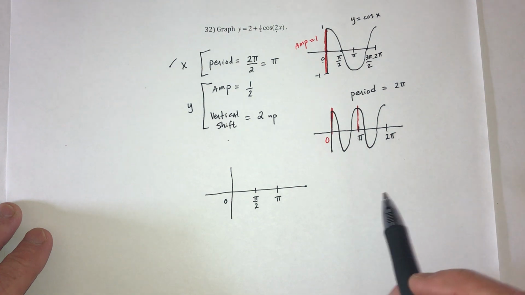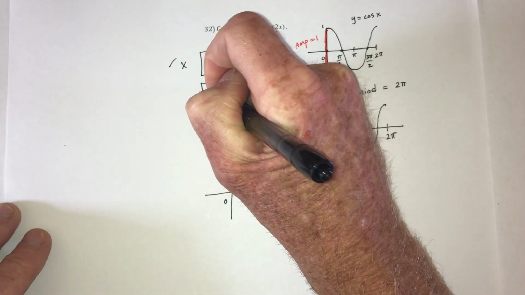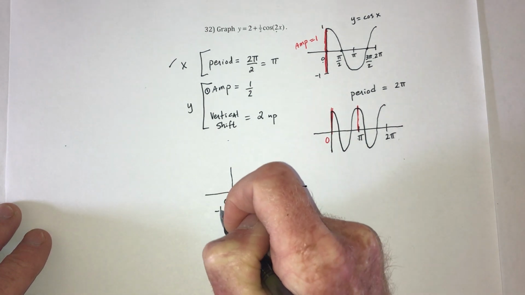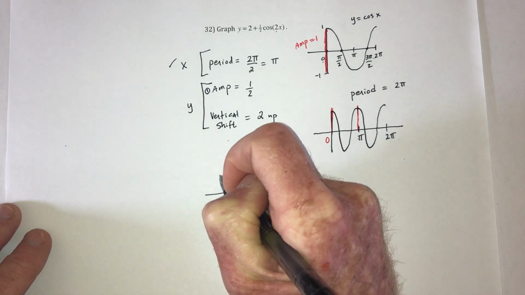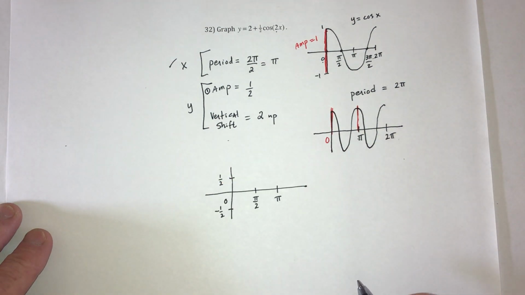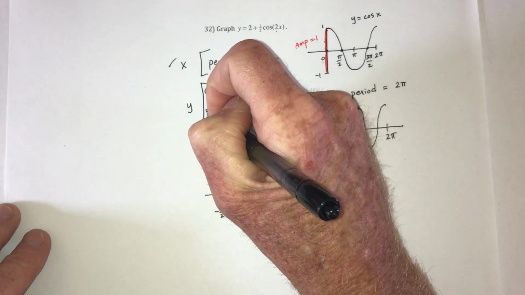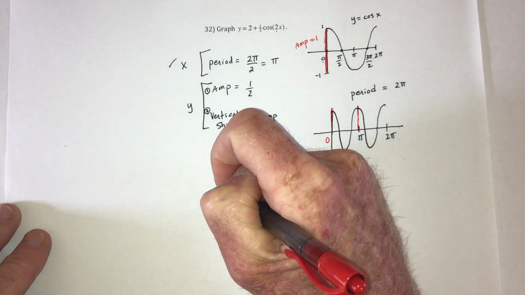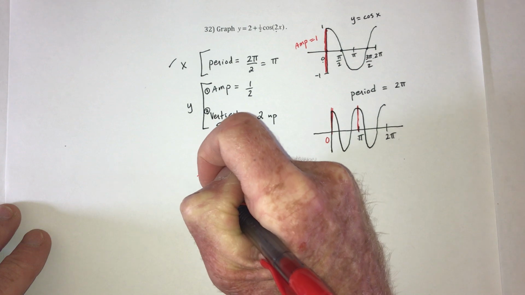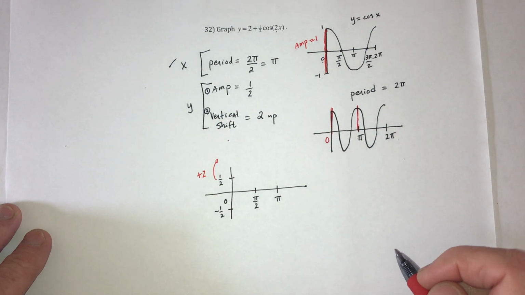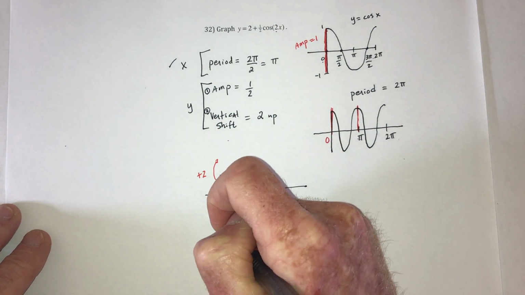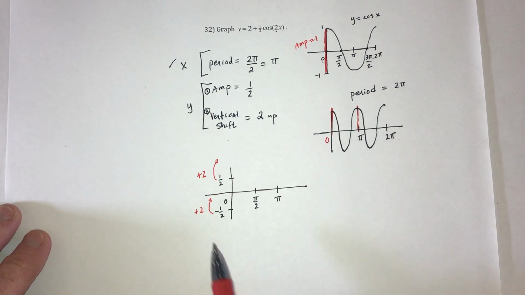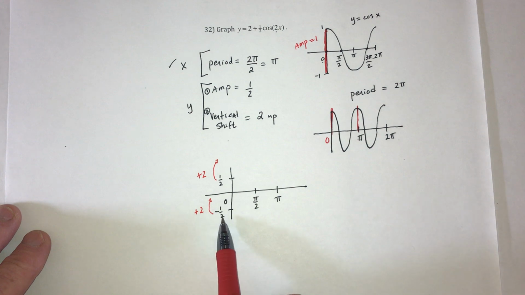For the y-axis, well, I like to do this first, the amplitude. So that means that it would go from -1/2 to +1/2. Second, do the vertical shift. So now this 1/2 needs to be shifted up by 2. So add 2 and we'll get 2.5. And this one also needs to be shifted up by 2. So add 2, and that would be 2 minus a half is 1.5.